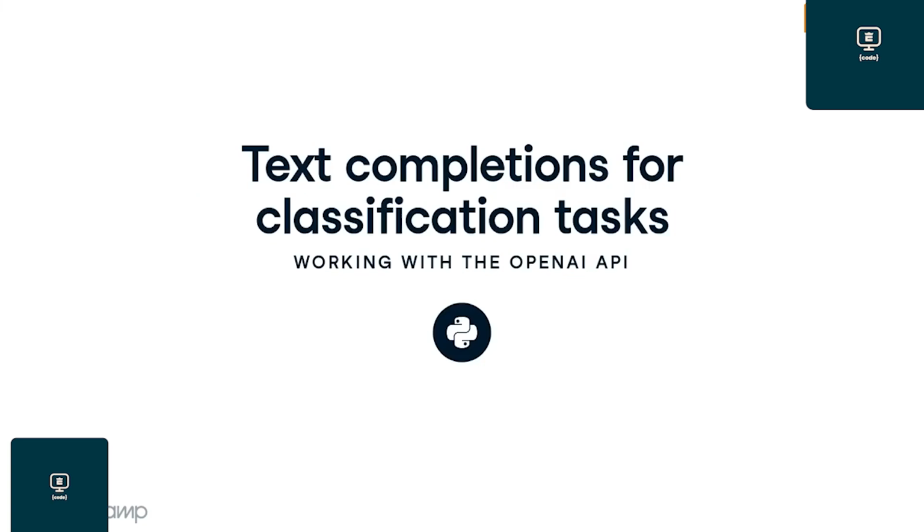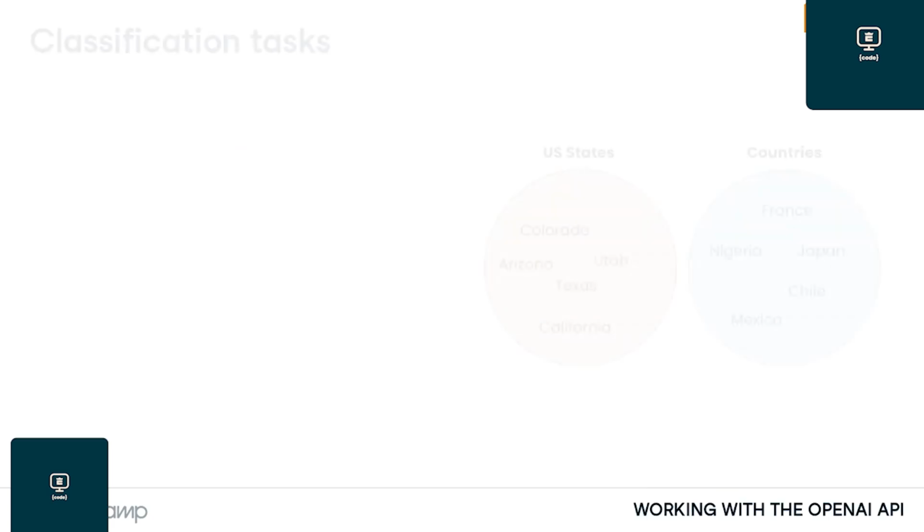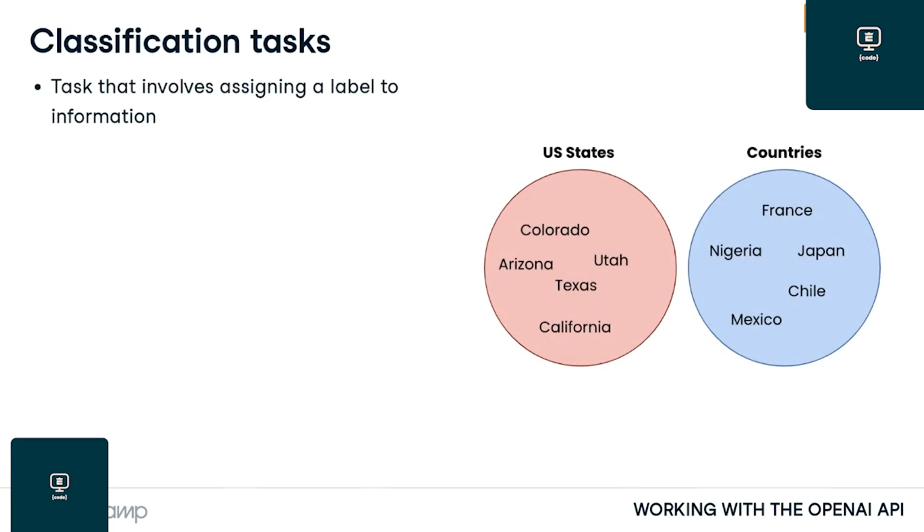So we've seen that the chat completions models are pretty flexible and can do much more than answer questions. In this lesson, we'll take this a step further to discuss classification tasks. Classification tasks involve assigning a label to a piece of information.